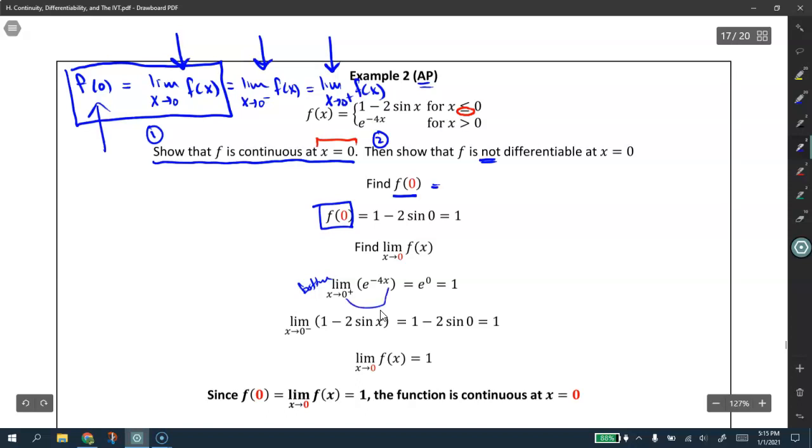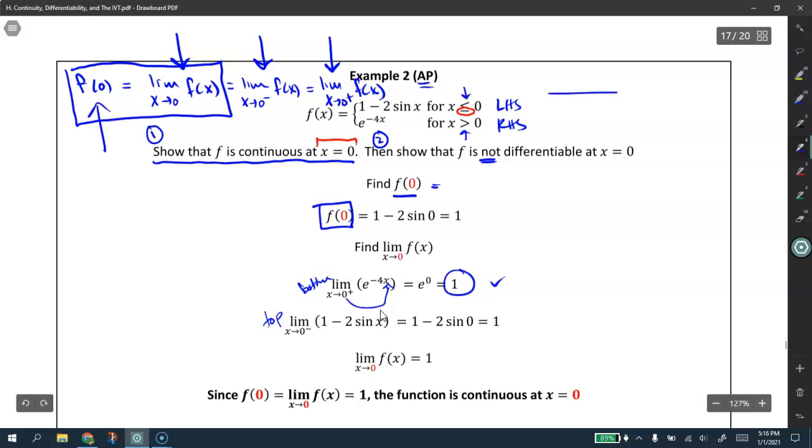When you plug a 0 in right there, that's simply going to make it e to the power 0, and e to the power 0 is equal to 1. Okay, now let's plug into the left-hand side limit. Remember, this is the left-hand side limit, this is the right-hand side limit. This one says greater than 0, this one says less than 0.